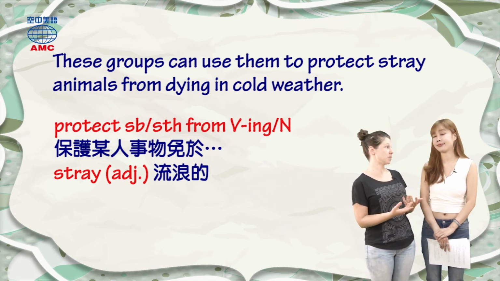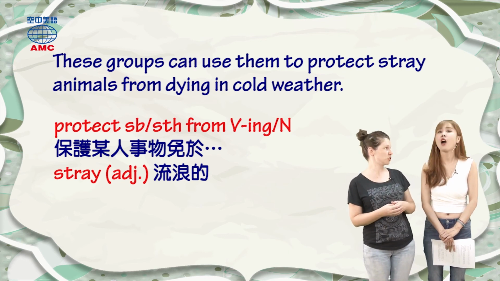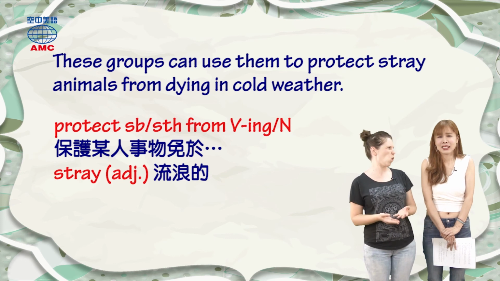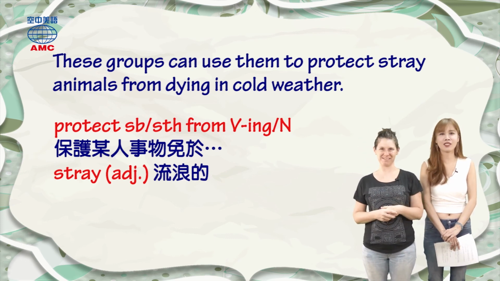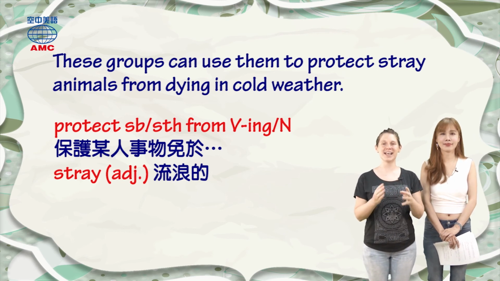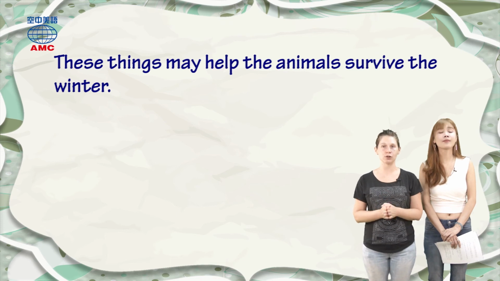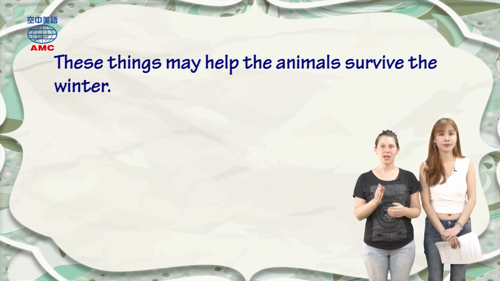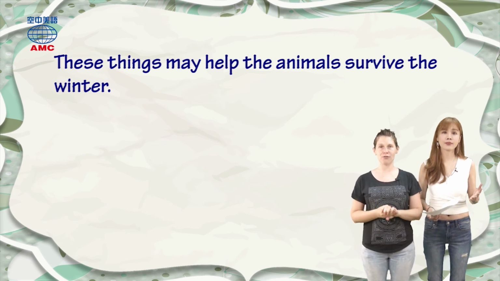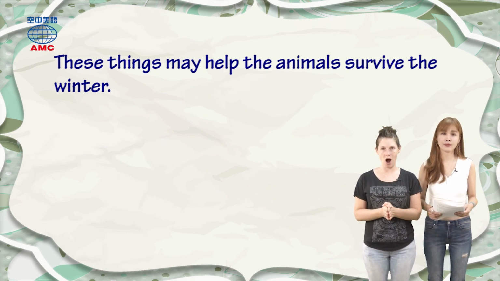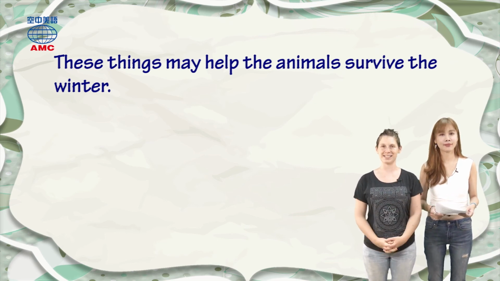Now, another good reason that you might give them to an animal group, when the animals go to shelters, usually they're just in a cold cage. They can just have a nice soft blanket to sleep on. Yeah. All right, well, it says here, these things may help the animals survive the winter. Now, there's a verb in that sentence we need to talk about, and that is survive. It's spelled S-U-R-V-I-V-E, survive. Let's find out what it means.